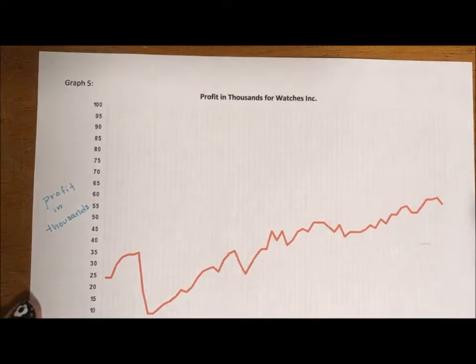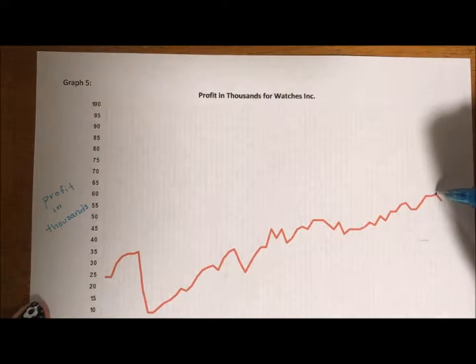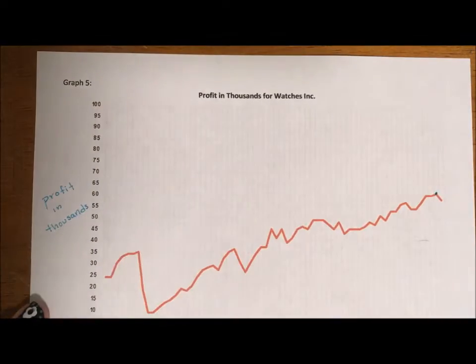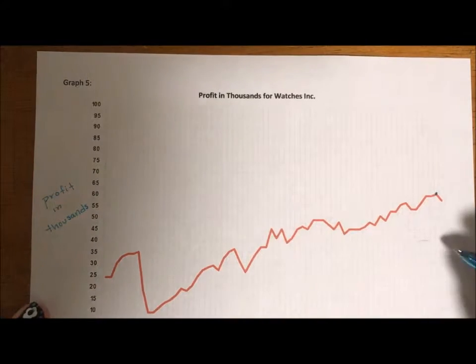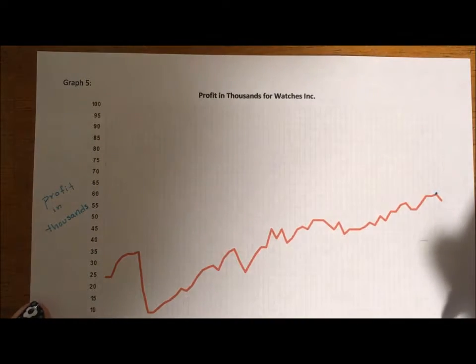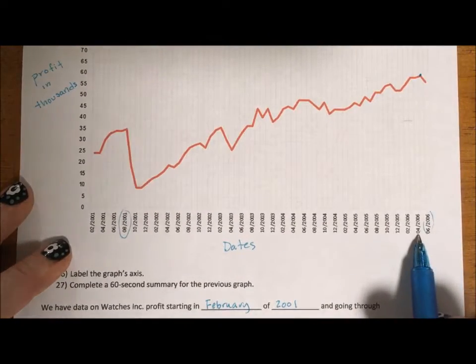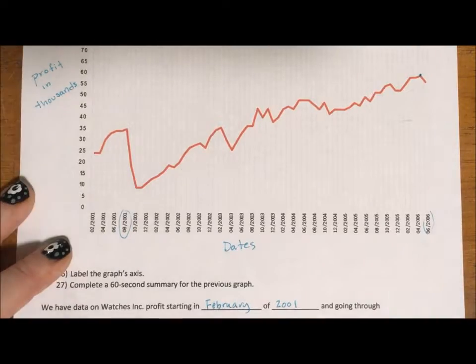So let's see, let's come up here. It looks like their maximum is right here, which is just above this. So we'll give them the maximum profit of 61,000. And that was in, that's the end. So it's somewhere between the 4th month and the 6th month. Somewhere between the 4th month and the 6th month. So I will go with the 5th month.